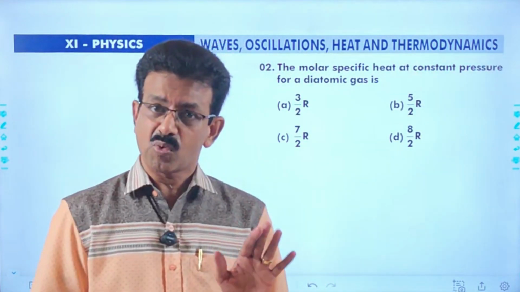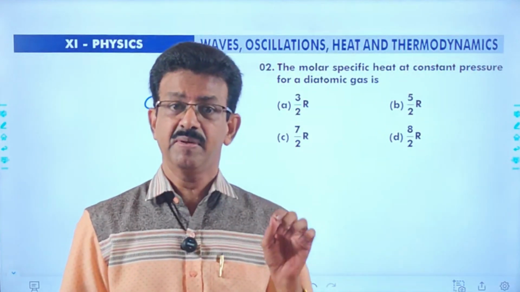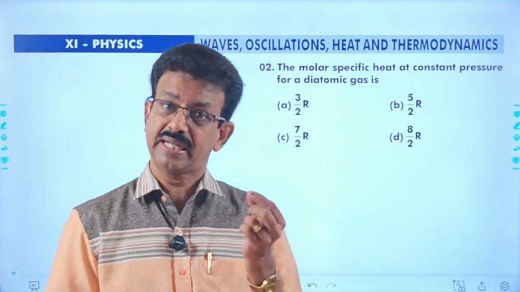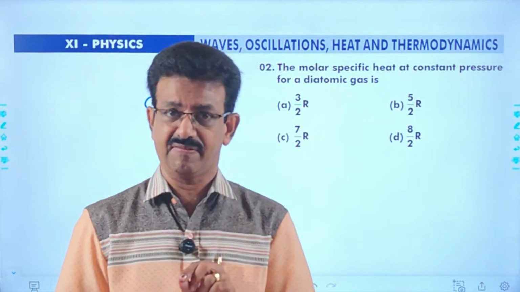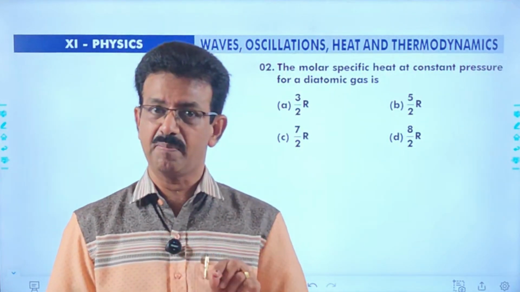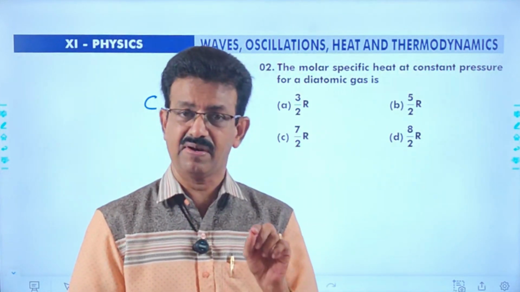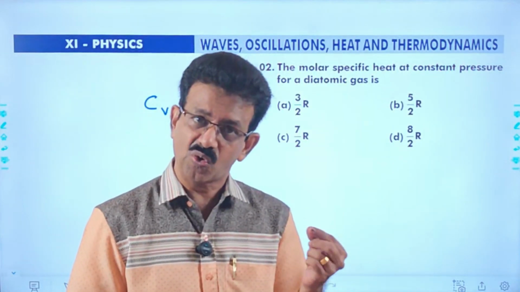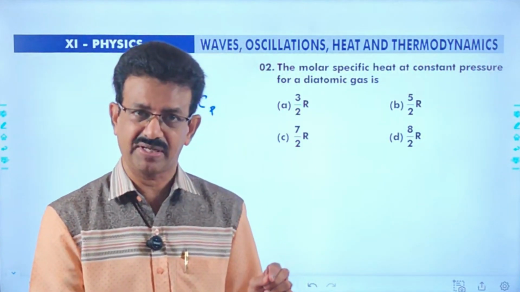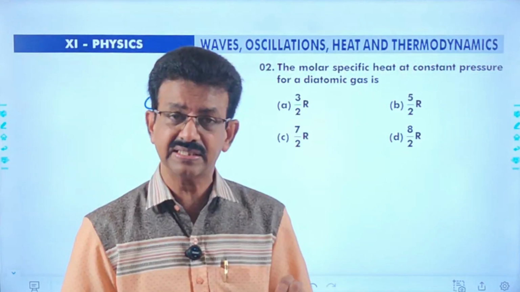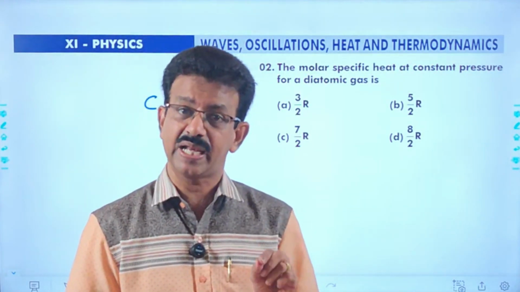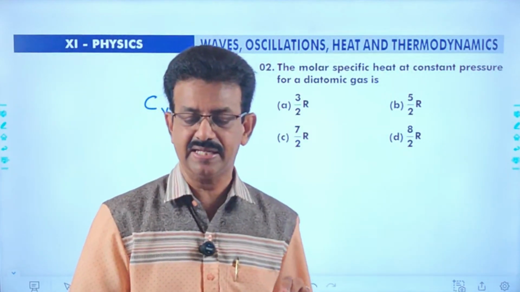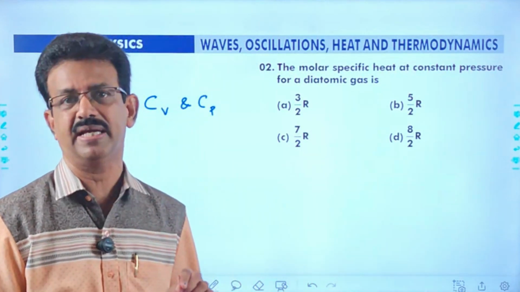If molar specific heat is given, the unit will be joule per kelvin per mole. Otherwise, it will be joule per kilogram per kelvin, with mole given instead of kilogram. If molar specific heat is given, the SI unit is joule per kelvin per mole. If it is not in terms of mole, that is ordinary specific heat. If it is given in terms of mass, the unit will be joule per kilogram per kelvin. Now, here the question is the molar specific heat at constant pressure for a diatomic gas.